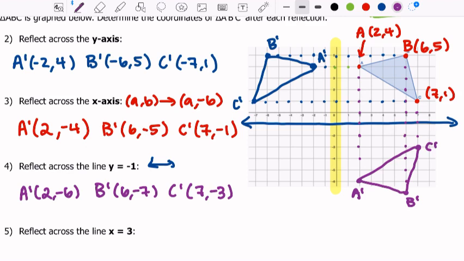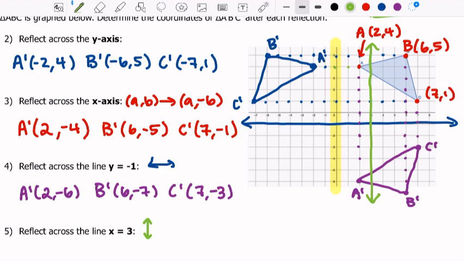Okay. Our last one that we have is going to be reflect across the line x equals 3. X equals 3 is a vertical line. And so, there's a lot going on in my graph here. That's okay. X equals 3 is going to be this line right here. And so, okay, I see that it cuts into the middle of my shape.